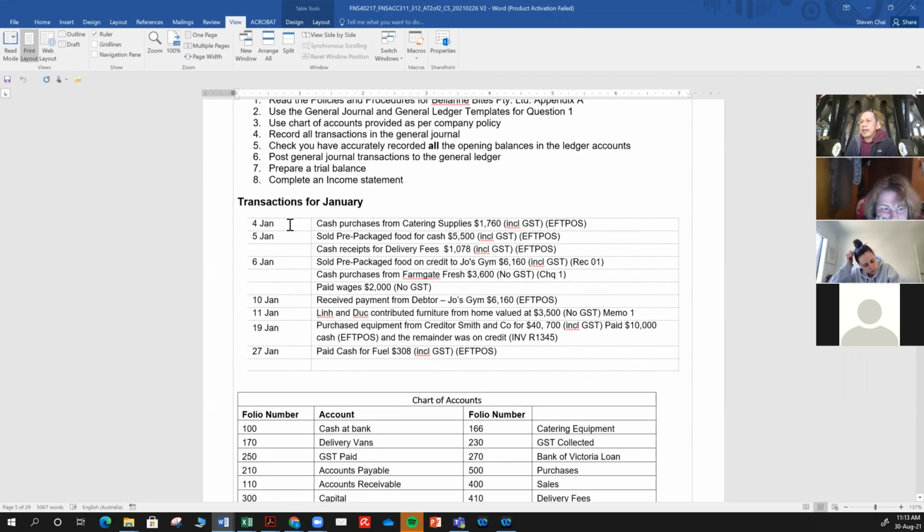4th of January, you guys take this down, okay? Please take this down. Cash purchases from catering supplies, including GST. What are the entries, please?